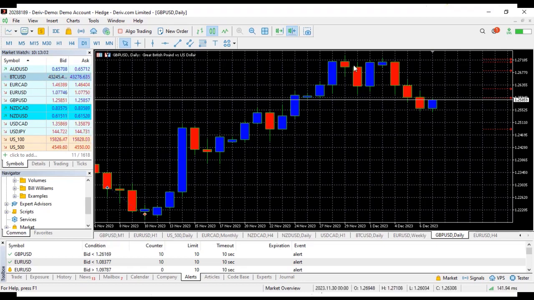So on the daily time frame on pound USD, this is what we have forming at the moment. We have had 3 days of sell. So usually when I see that on a daily time frame, that's already like a trend. You get 3 days in the same direction. That's like a trend for me.